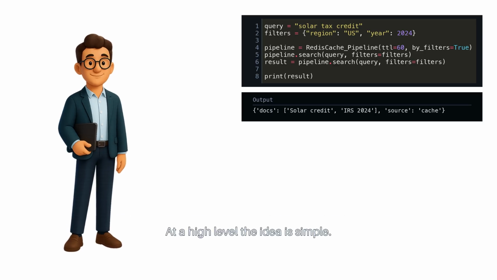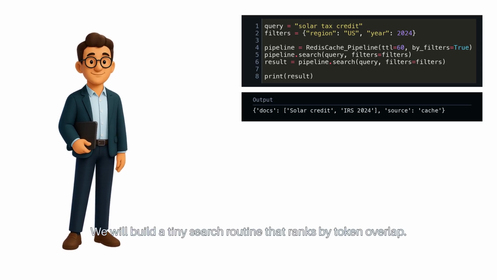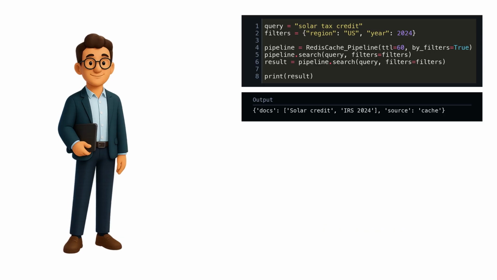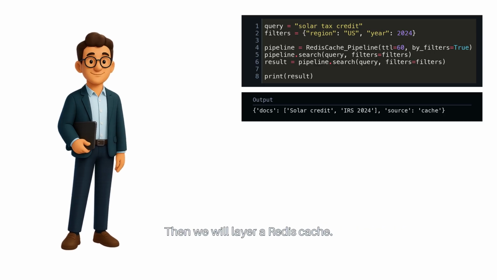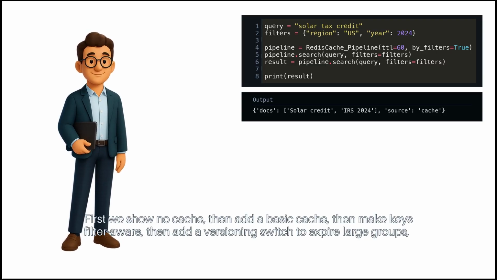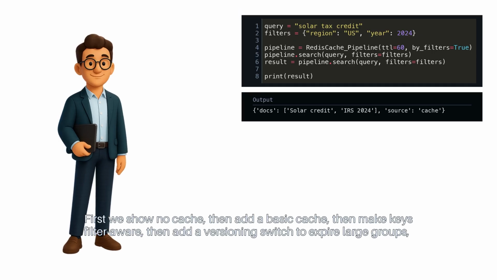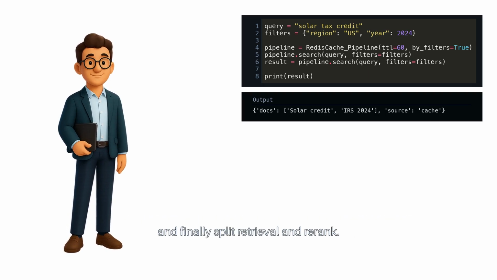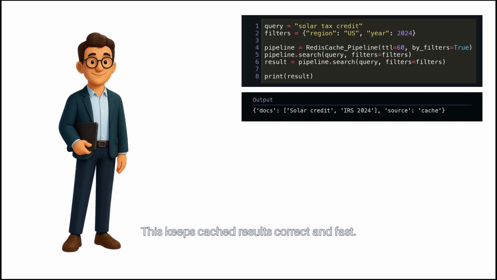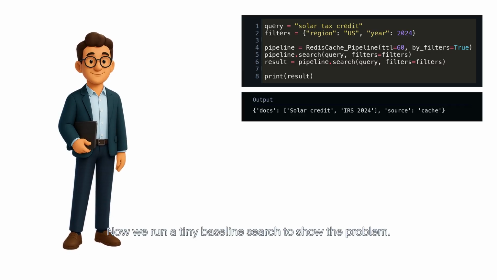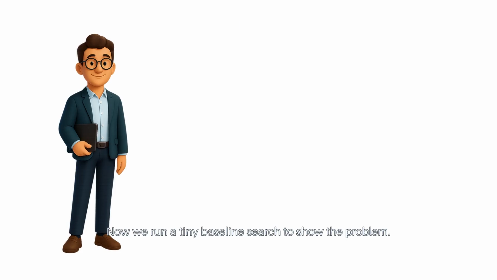At a high level, the idea is simple. We will build a tiny search routine that ranks by token overlap. Then we will layer a Redis cache. First, we show no cache, then add a basic cache, then make keys filter aware, then add a versioning switch to expire large groups, and finally split retrieval and rerank. This keeps cached results correct and fast. Now we run a tiny baseline search to show the problem.